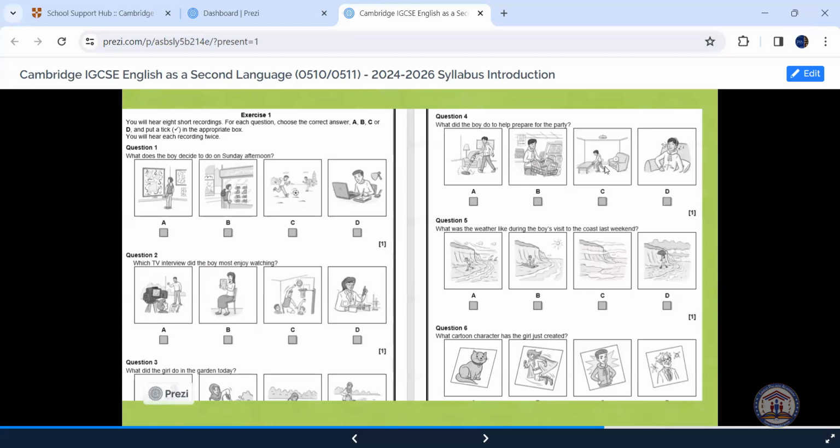For example, question 1 here, what does the boy decide to do on Sunday afternoon? In the audio, the student will hear what exactly this boy is going to do on Sunday afternoon. And as it is a kind of habit for Cambridge, distraction is actually in all of these questions. So you may be distracted easily, even if you are an adult, if you don't have the proper practice for the exam.